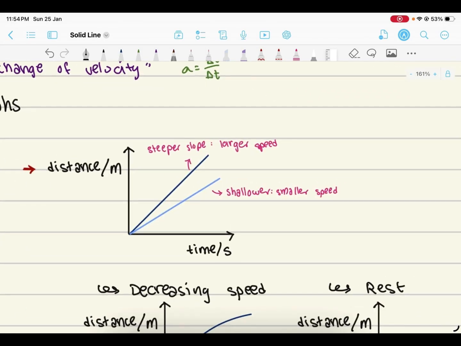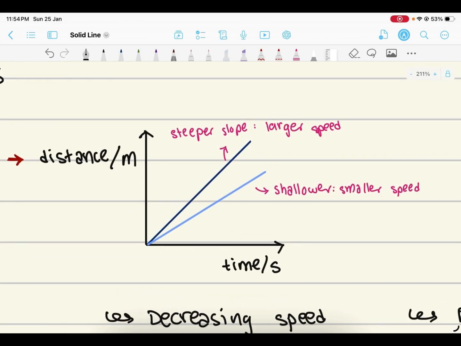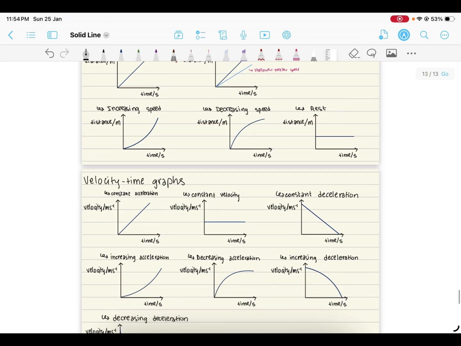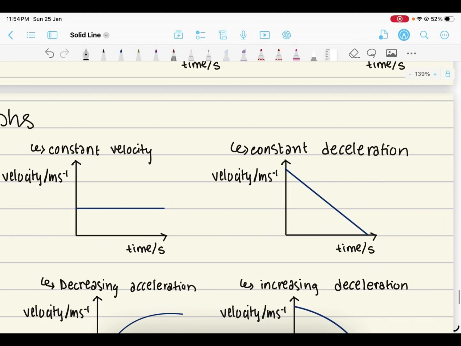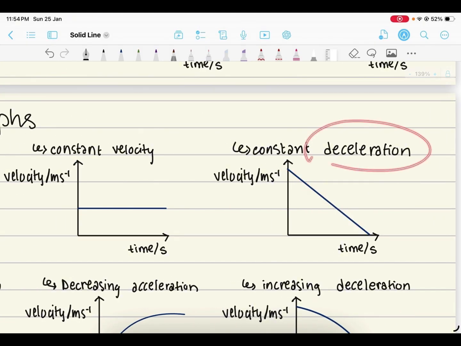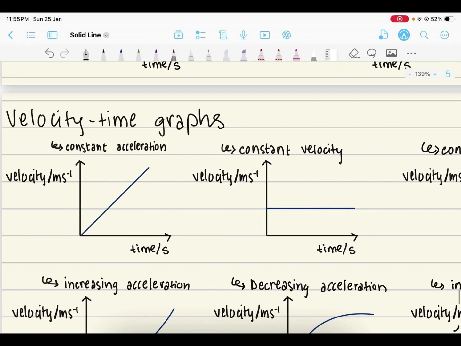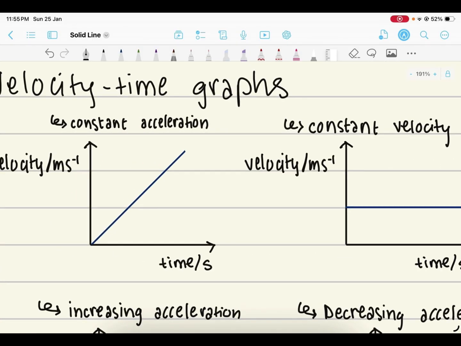Another thing here: you can see if the slope is steeper, then it will be a larger speed, and if the slope is shallower, it will be a smaller speed. Velocity time graph: a straight line upwards would represent constant acceleration. A straight line downwards will represent constant deceleration. Deceleration is simply negative acceleration. For a velocity time graph, the gradient would represent the acceleration, and the area under the graph would represent distance.